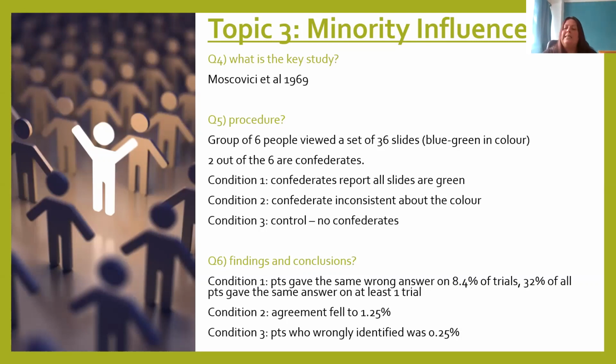Because our Confederates are inconsistent, this allows our true participants not to feel as if they're being persuaded or need to change their views. They're more likely to give their own opinion. And of course, in condition 3, where there's no influence, they gave the wrong answer on just 0.25%.